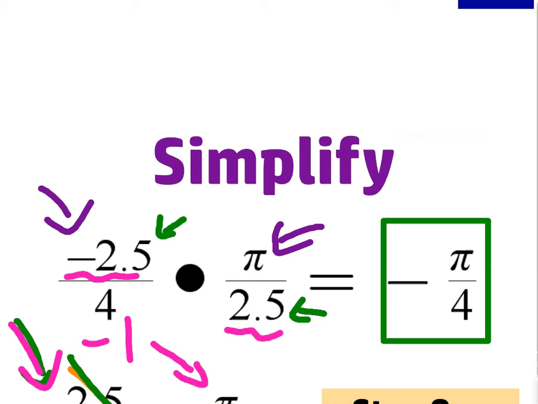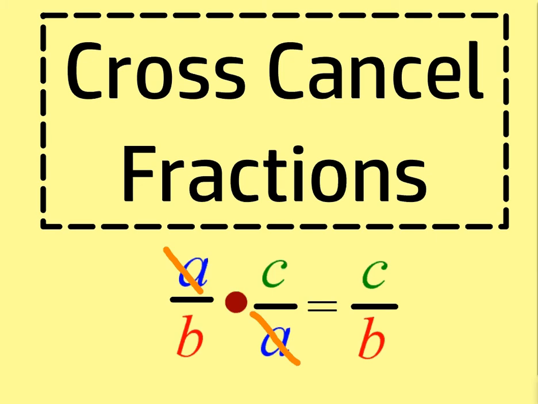Okay, so this lesson is titled Cross-Cancel Fractions, and it's pretty simple. If you have the same thing on the top as you do on the bottom, even if they're catty-corner to each other, as we like to say, you can go ahead and cancel them out. And if you cancel everything out, you're left with 1, not 0.